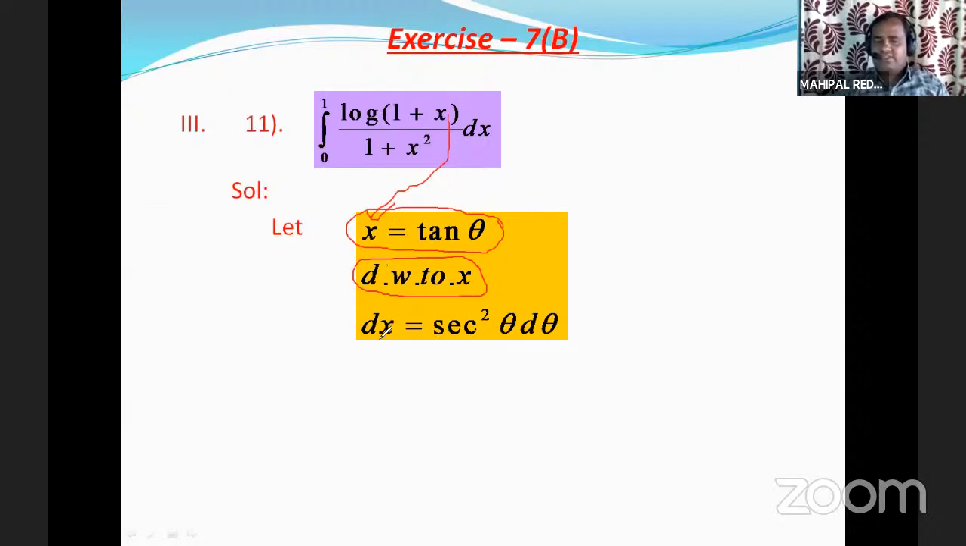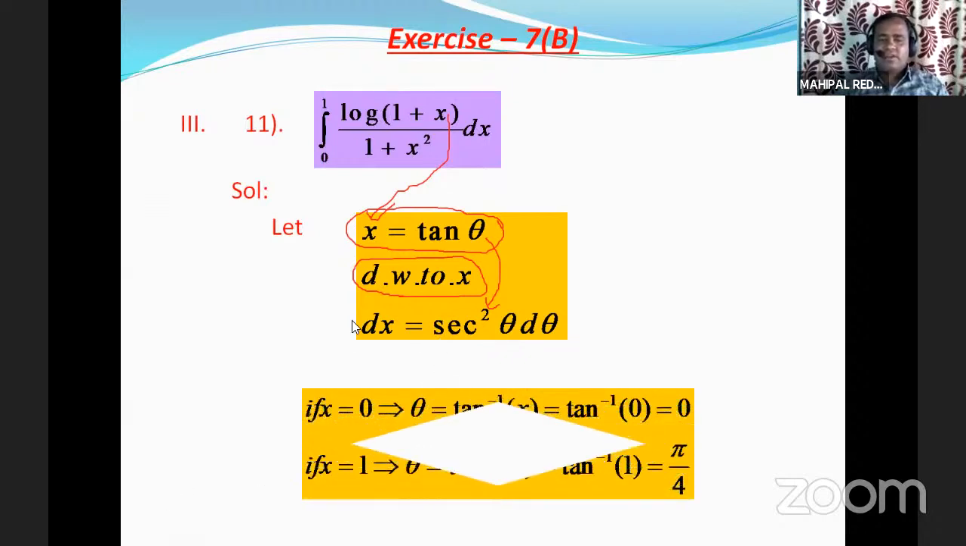The derivative of x is dx, which equals the derivative of tan theta. The derivative of tan is sec square, so tan theta's derivative is sec square theta into d theta. Actually, the derivative of x is 1, so 1 equals sec square theta into d theta by dx. Carry the dx to the left side. Therefore, dx equals sec square theta d theta.